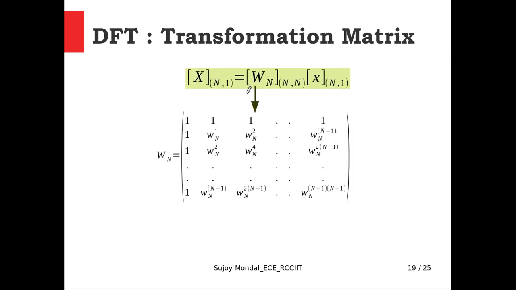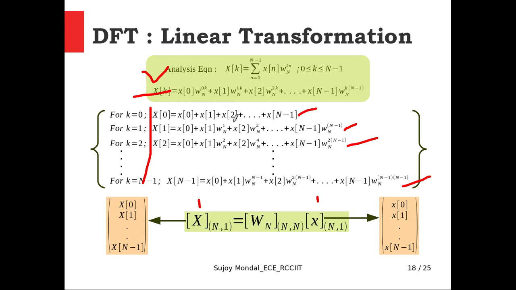Now if we look into the detail of the transformation matrix, it has a special architecture. In the first row all elements are 1, in the first column all elements are 1, and in between the elements are filled from the linear combination coefficients which are given in this particular set of equations.